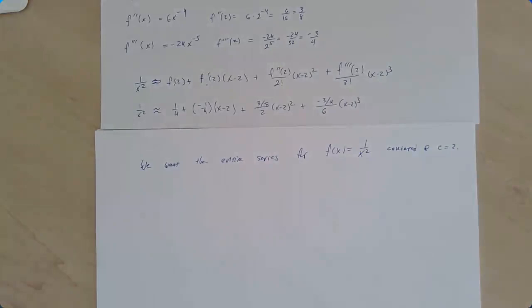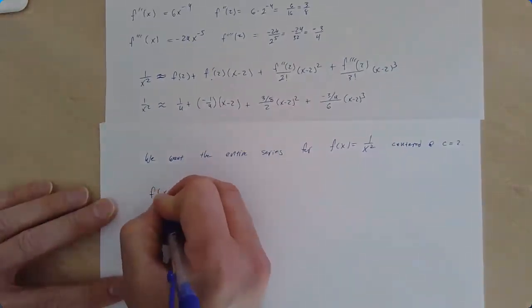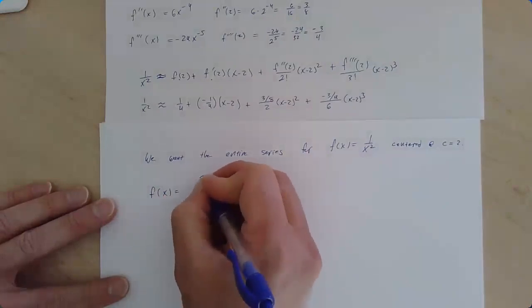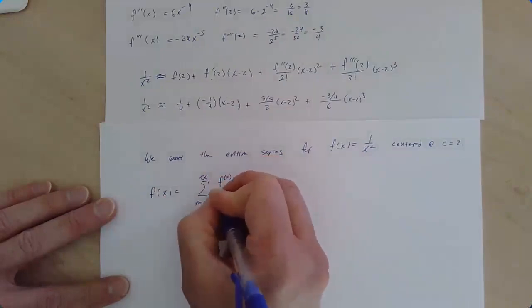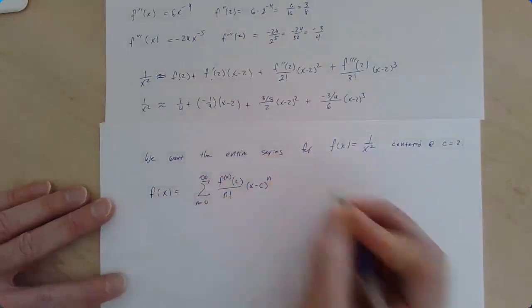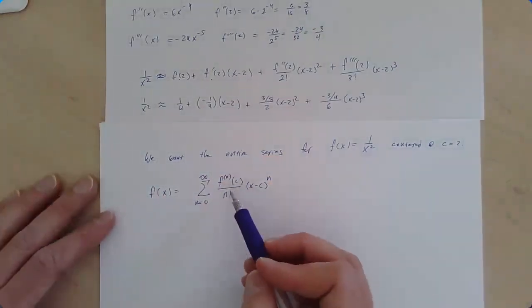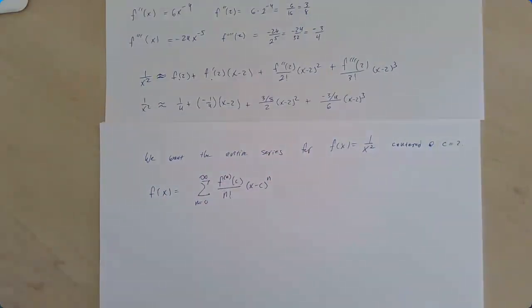So here's some words of wisdom. When you're trying to find the entire series, you're looking for a pattern for the nth derivative. Because again, our formula is that f of x is equal to the sum from n equals 0 to infinity of the nth derivative evaluated at the center over n factorial times x minus the center to the nth power. The only thing we don't know is what this nth derivative is going to be in terms of n. That's usually our job to find out, which is usually the hardest part of the problem.